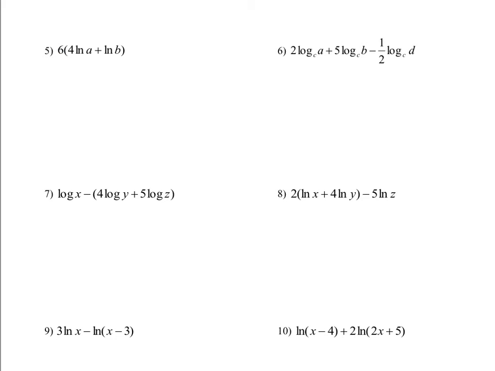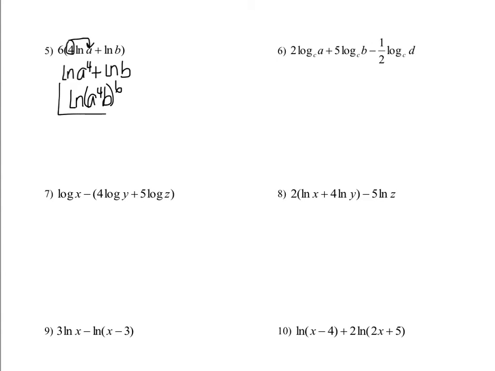We'll raise that at the end. So I really have ln of A to the 4th, this power came in front, plus ln of B. If I'm adding, that came from a multiplying problem. So we've got ln of A to the 4th B, that would condense this. This whole thing raised to the 6th power.